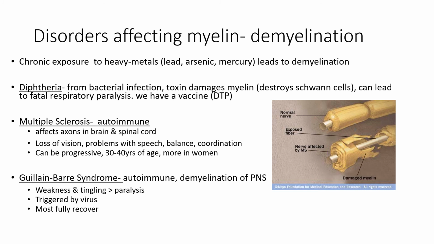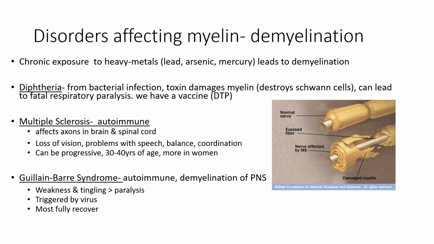Some of you may have heard or know someone or may personally have multiple sclerosis, or MS. This is an autoimmune disease. So remember, autoimmune is when the body does not recognize itself as self and the immune system starts attacking part of our own body. And MS affects the axons in the brain and spinal cord. So with this disease, you can end up with lots of different symptoms of different severities, ranging from loss of vision to problems with speech, problems with balance and coordination and movement. This disease can be progressive and affects more commonly women beginning 30 to 40 years of age.